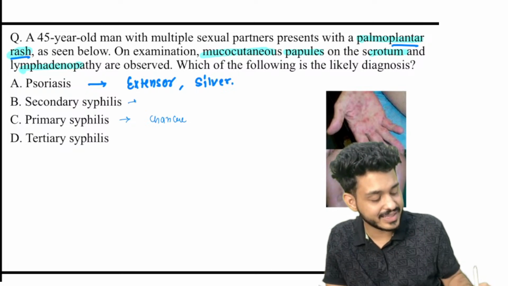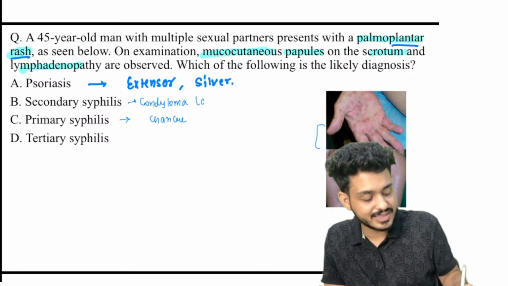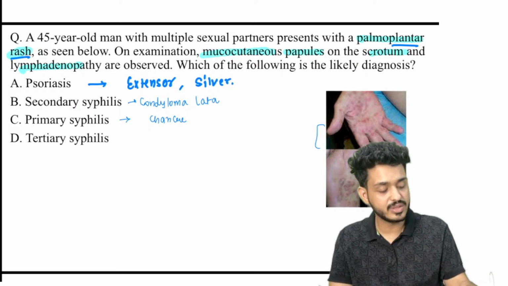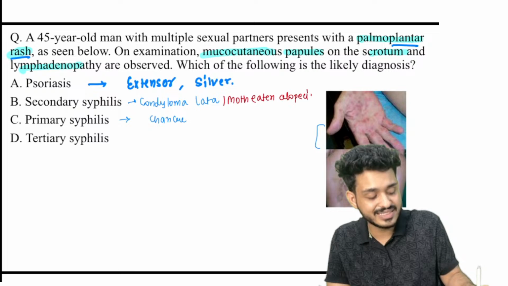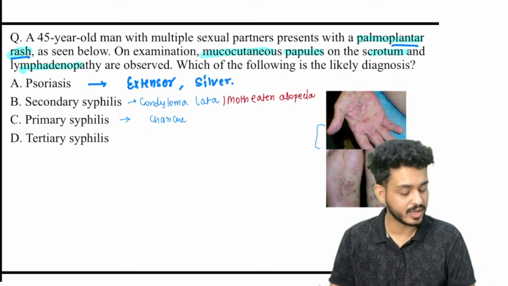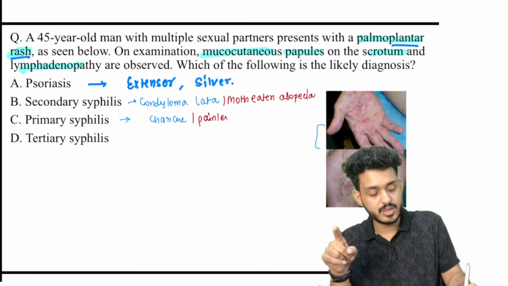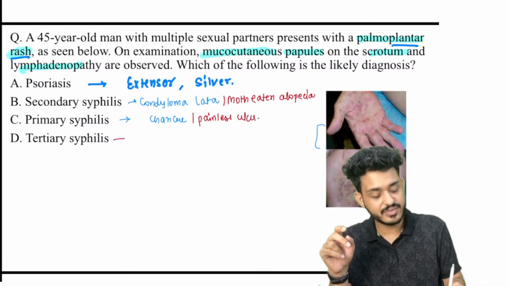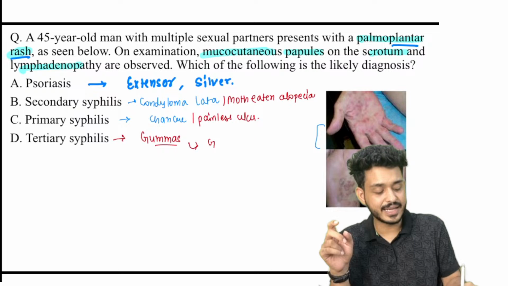Secondary syphilis will be having these things, and these are known as condyloma lata. Apart from that, from dermatology, we are doing integration. We have a type of alopecia known as moth-eaten alopecia, which you can remember in secondary syphilis. These are the two important findings. Primary, chancre will be there. Chancre is a painless ulcer. Secondary, we have moth-eaten alopecia. Tertiary syphilis, we have gummas. What are gummas? Gummas are basically granulomas.